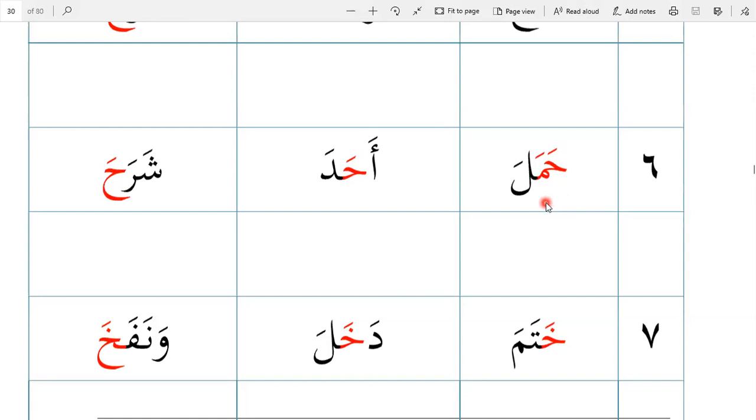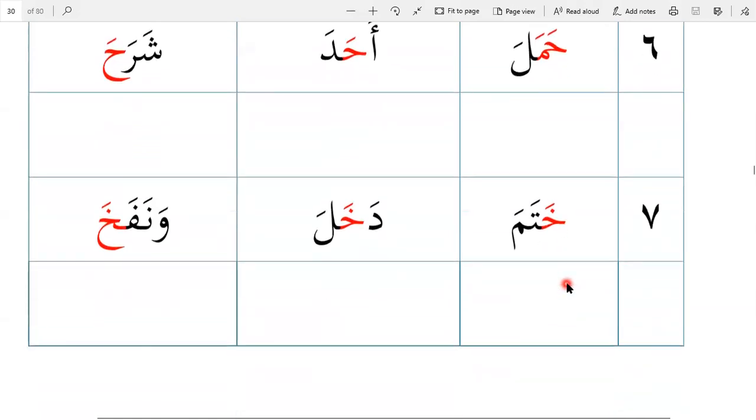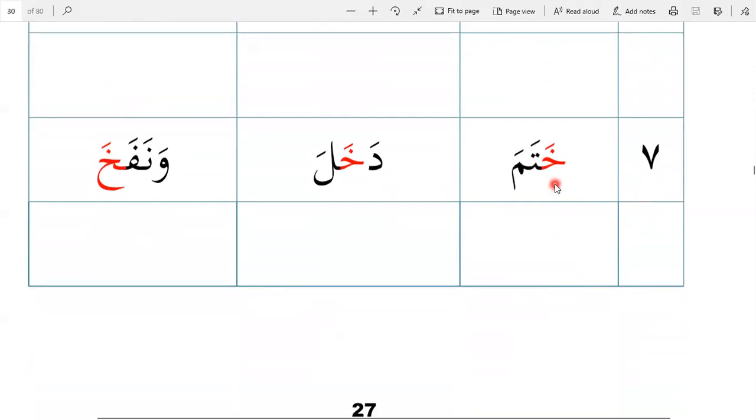Ha, ma, la. A, ha, da. Sha, ra, ha. Kha, ta, ma. Da, kha, la.